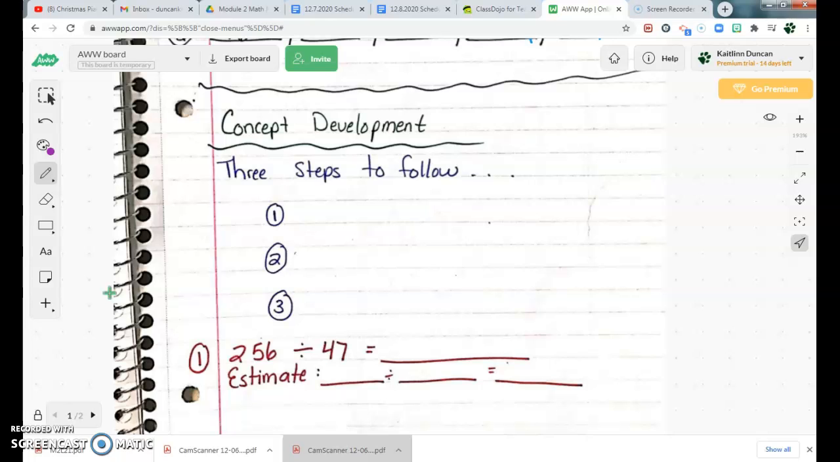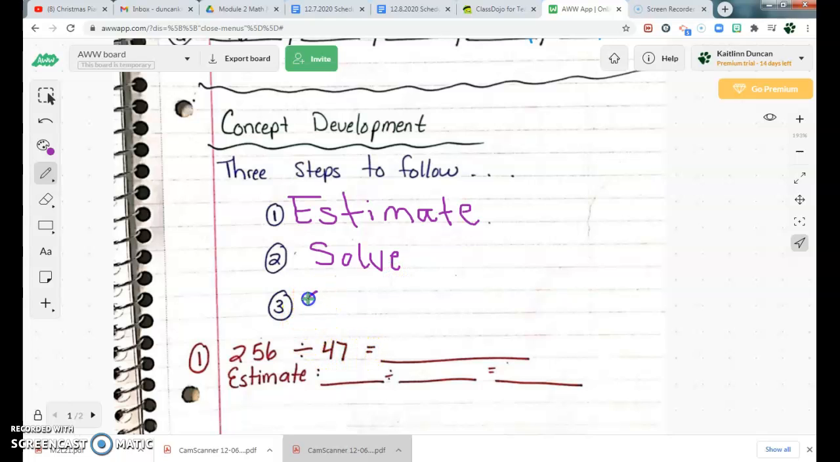But there are 3 steps to follow for long division. I want you to write this down, please. The first step is to estimate. The first step is to estimate. That's going to help you so much when you're checking or when you're trying to look at your answers or look at your work. The second step is you need to actually solve it out.